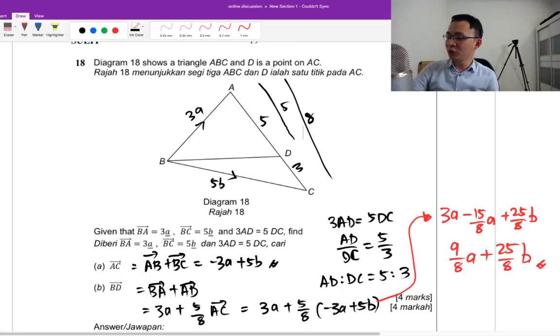Yes, you can do AC plus CD, no problem. Can I do BD equals BC? Yeah, BC plus CD, you can always do that. AD minus AB? I don't think AD minus AB is correct. It sounds a bit weird to me. AD minus BA, AD. Yeah, that one cannot.